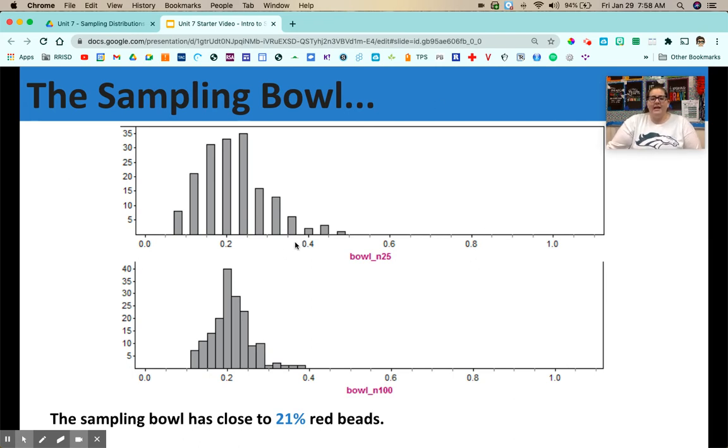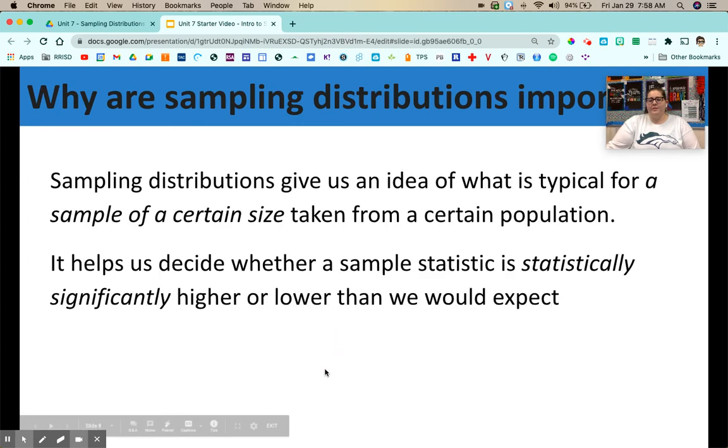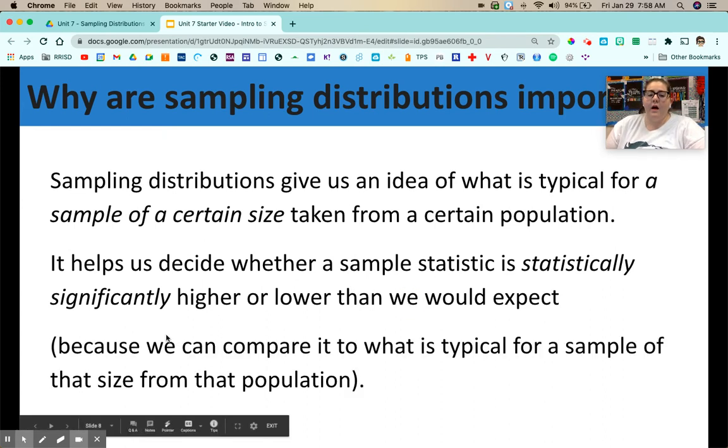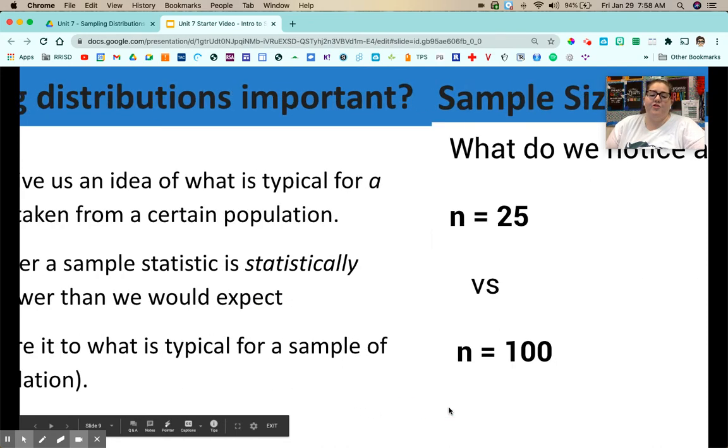I got? If I said I got a proportion of 0.4, again, not super likely, but it's happened. So maybe I'm not as questioning on that one. But that is what a sampling distribution does for us. It tells us what we can expect from a sample of a certain size, which helps us decide whether certain stated hypothesized values are likely, or are they completely out of nowhere? Because we can compare it to what is typical for a sample of that size from the population.